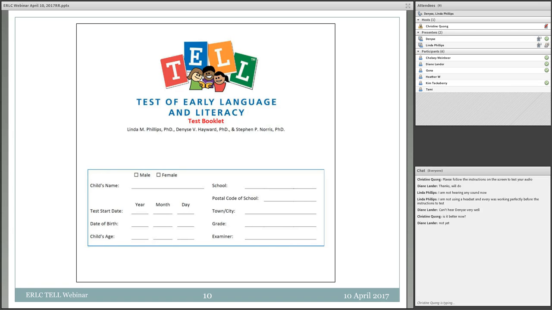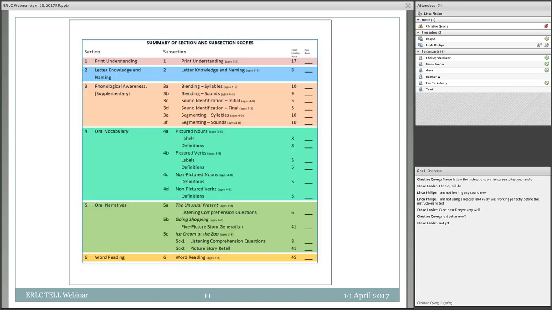So this is the front cover of the test booklet. This is one of the summary of score pages. So one of the summary of score pages from the TEL test booklet. And you can see that some sections, the print understanding, the letter knowledge and naming, and the word reading have one component that children complete. But other sections, the phonological awareness, the oral vocabulary, and the oral narratives have several components for children to complete.